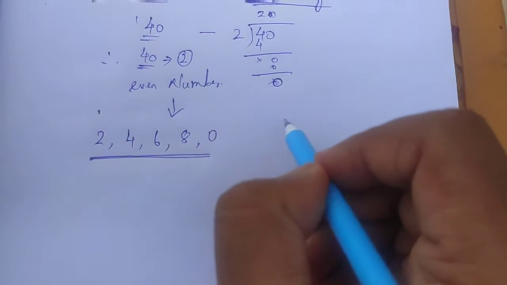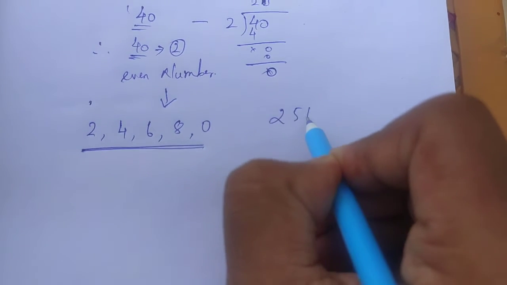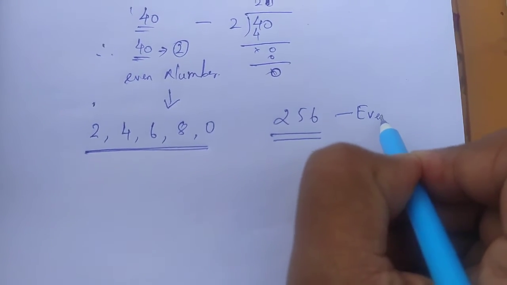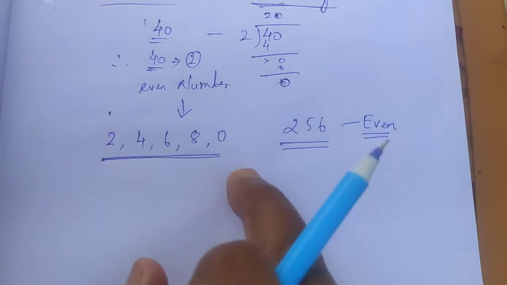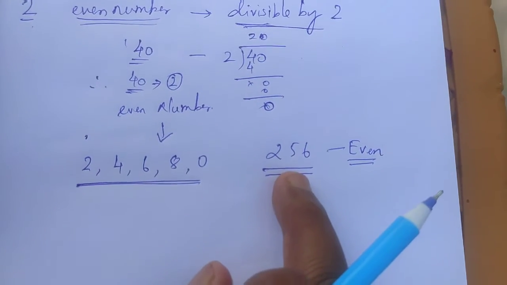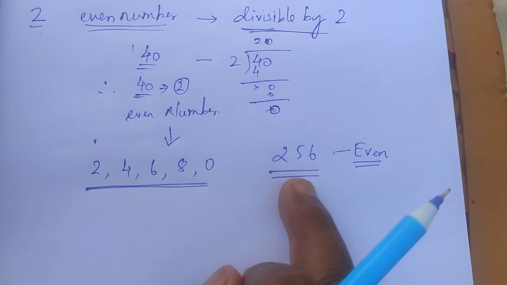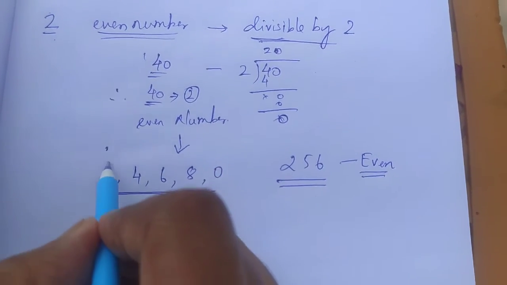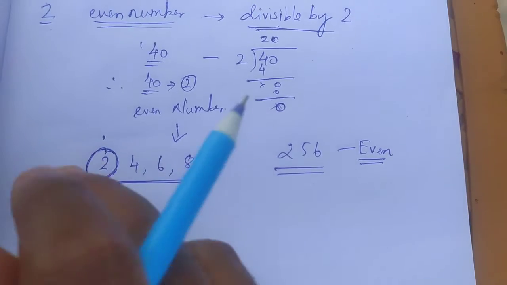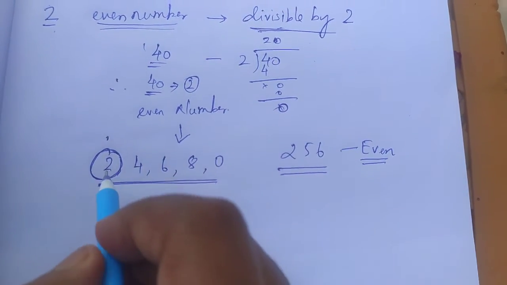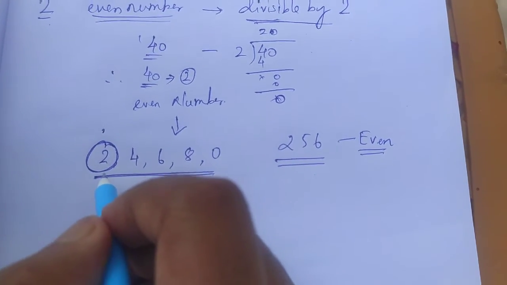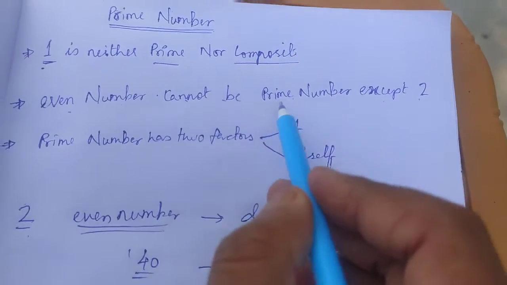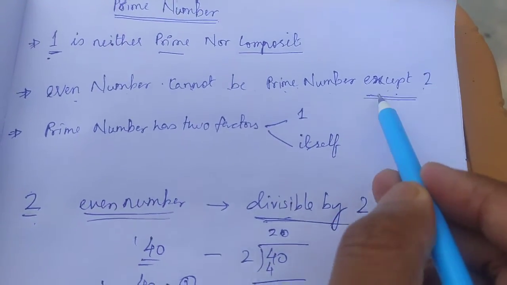So if I write a number 256, this is an even number. Because this is an even number, it cannot be a prime number. Only the number 2, which is an even number, is a prime number. Other than this, all even numbers cannot be prime except 2.